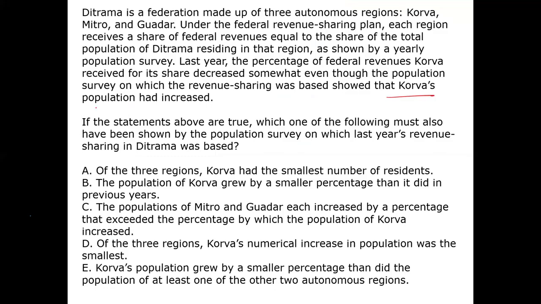Notice again, numerically, Korva's population increased last year, but percentage of Korva's population decreased. How do we know that? Because percentage of revenues of Korva decreased, which would mean that percentage of population of Korva decreased. Now, notice, since we are talking about percentages, then options that talk about absolute numbers are generally wrong. We discussed this, right? So alpha and David can be easily eliminated.